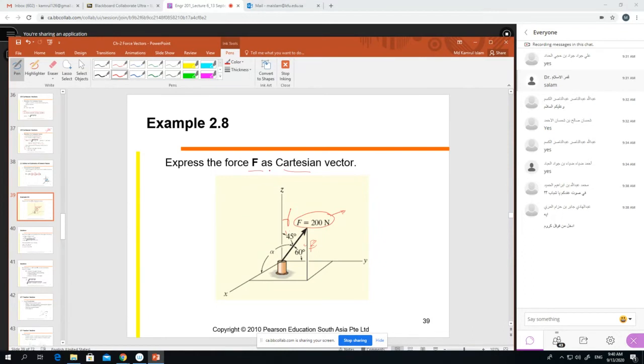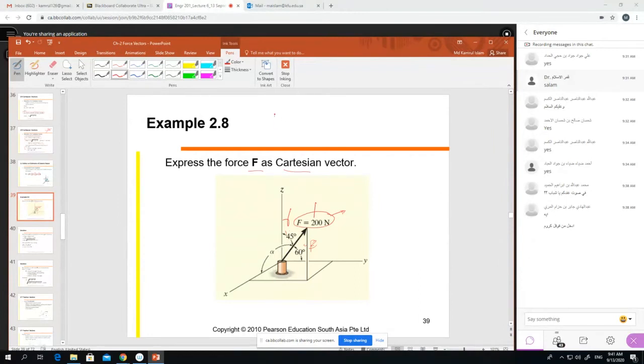All right. Do you understand the question? Do you understand the problem? What is it asking? Any student? Anyone? Reply please. Hello. Answer please. They asked the question: the force is 200 Newton, right? Yes. They asked to write it in terms of i, j, k.